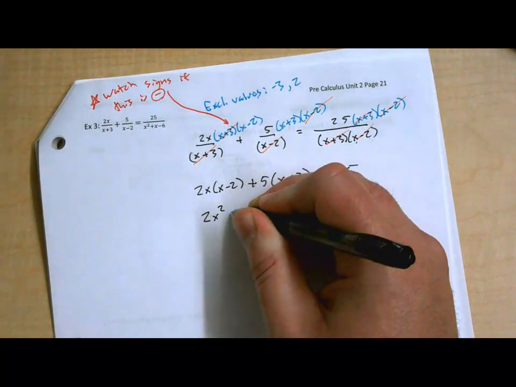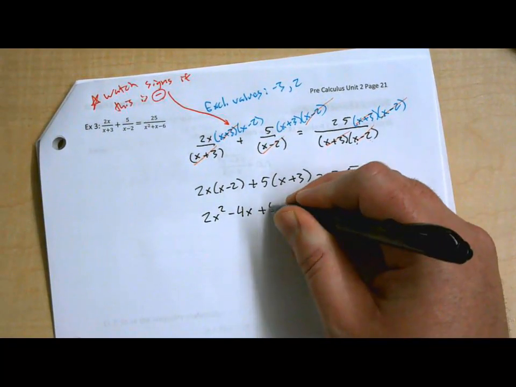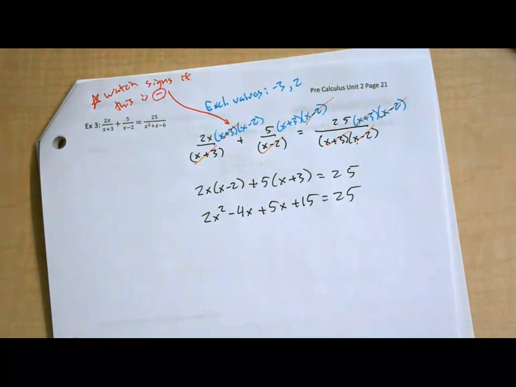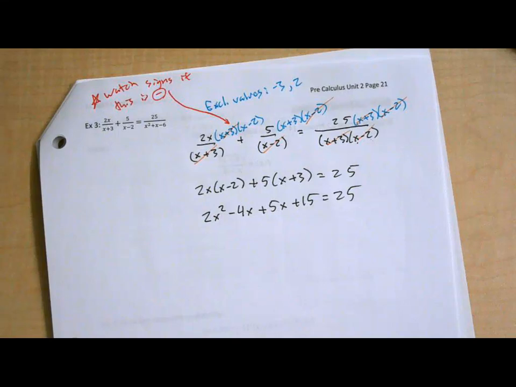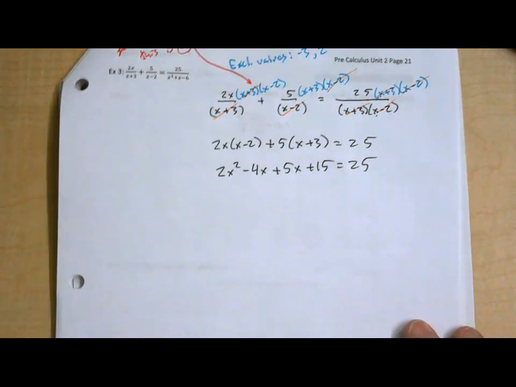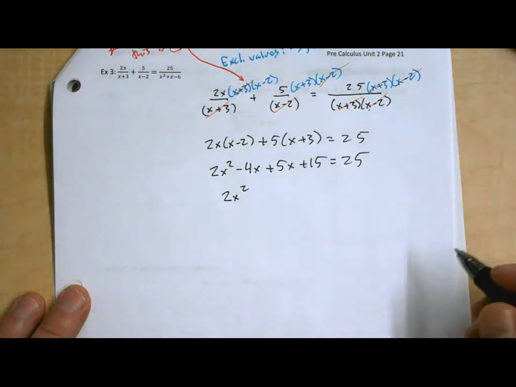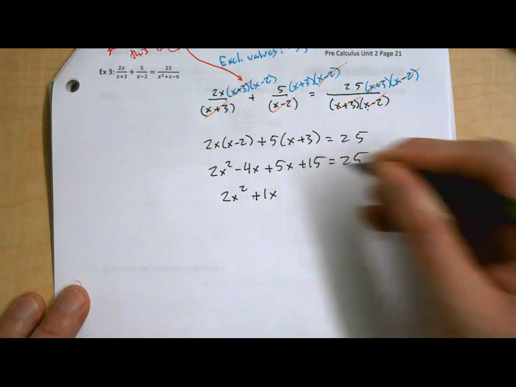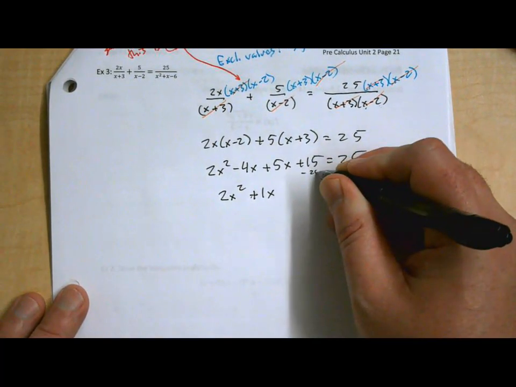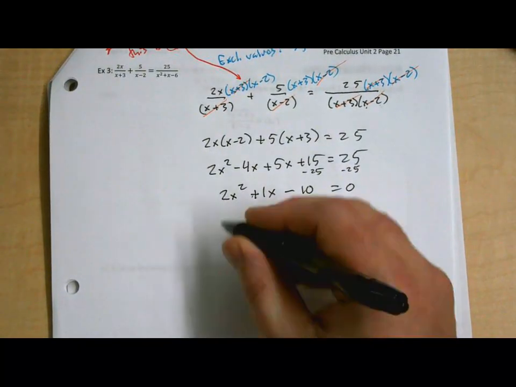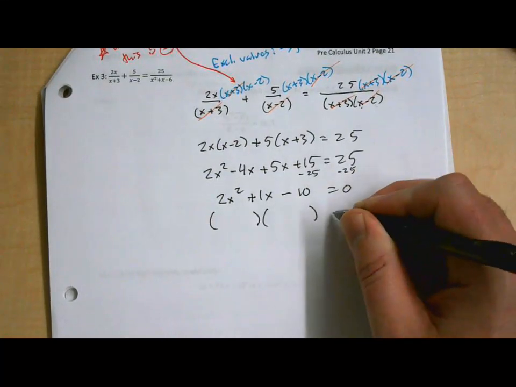What do we got? 2x squared minus 4x, so plus 5x plus 15 equals 25. Oh, this is looking like a quadratic again, guys. Yay! We get to practice our quadratic skills. 2x squared, what do we got here? That's plus 1x. Minus 25 on both sides gets us minus 10 equals 0. Maybe this one will factor. Spoiler alert, I'm pretty sure it does.